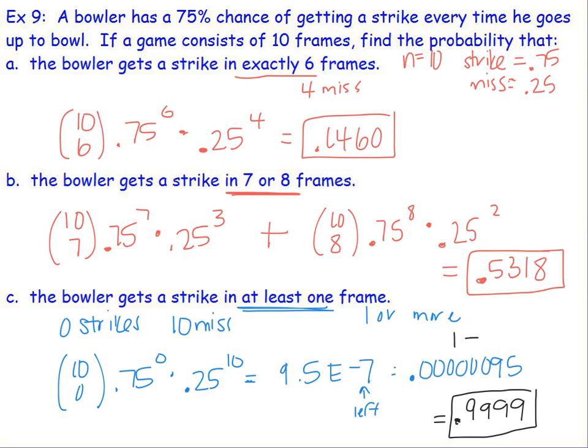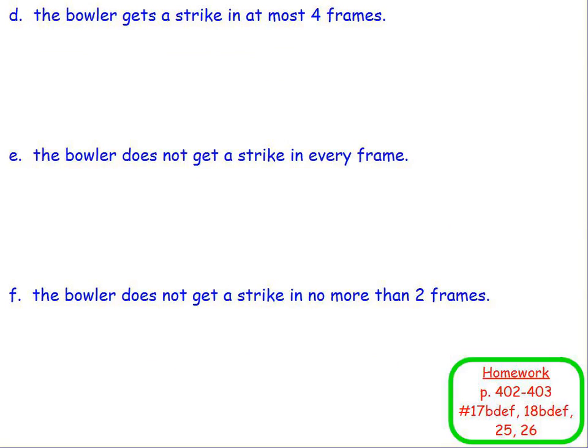All right, so we got 3 more examples, all relating to the bowling problem. This time the bowler gets a strike in at most 4 frames. So if you remember, at most means 4 or less. So we have to do the case of 4 strikes, 3 strikes, 2, 1, and the case of 0. And we're going to add them all up.